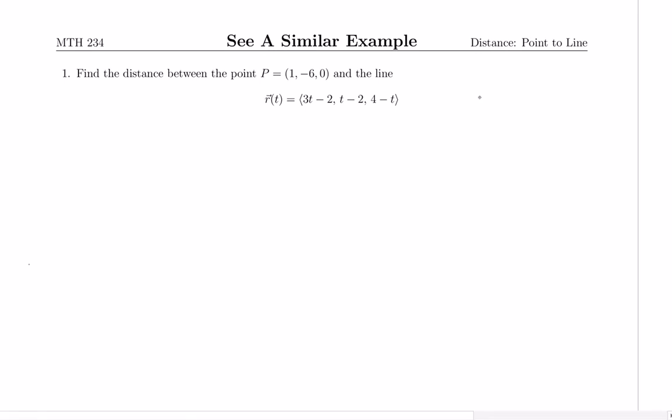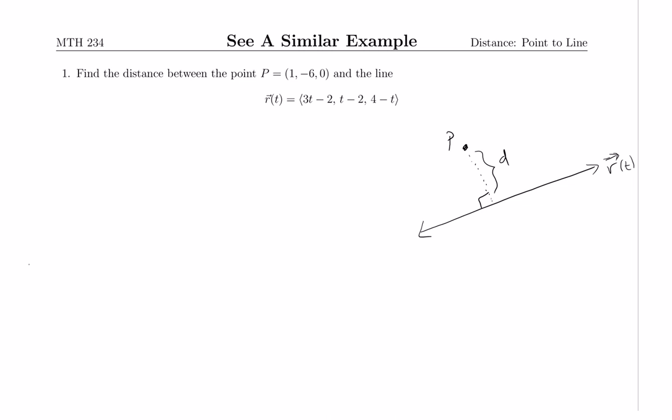So, let's start by drawing a picture. So here's our point P not on the line, and here's our line, I guess in this example, given by a vector function r of t. Now here's what we want. We want this distance right here, which is the length of this line segment, which goes from P and meets the line orthogonally. So I'm going to call it D in the picture. That's what we want to find.